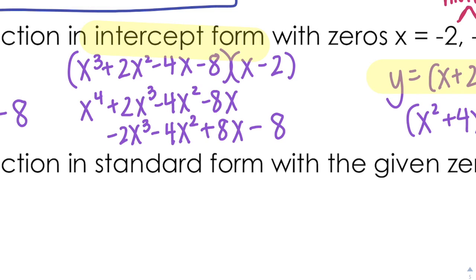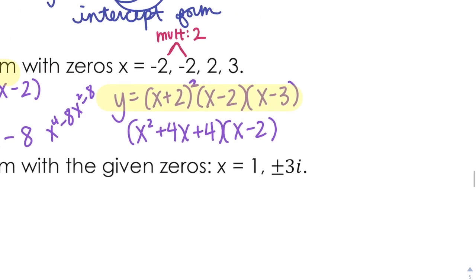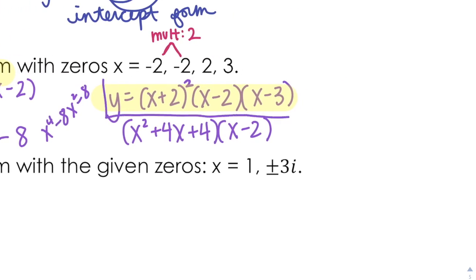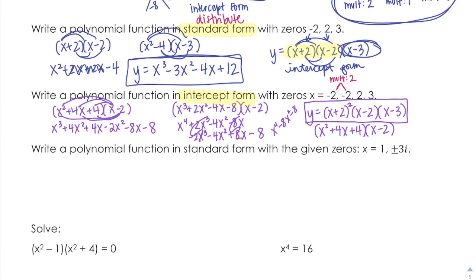What happens is a lot of things cancel out. And I get x to the fourth minus 8x squared minus 8. Now notice that's standard form. It did say intercept form because you could just stop right there. But I will warn you, on the quiz and on the test, you're going to see it in standard form. So make sure you know how to distribute everything all the way out.